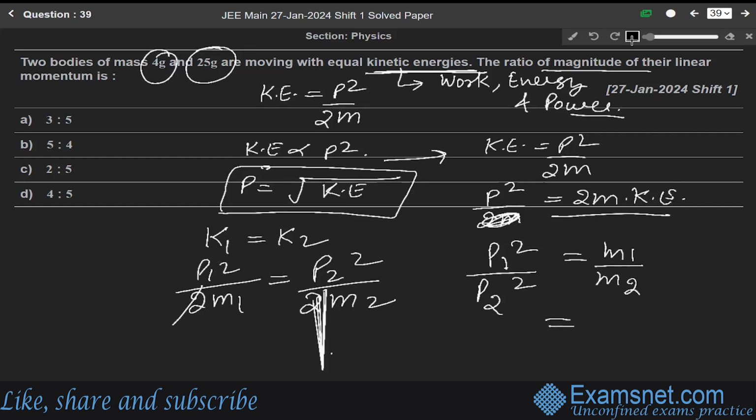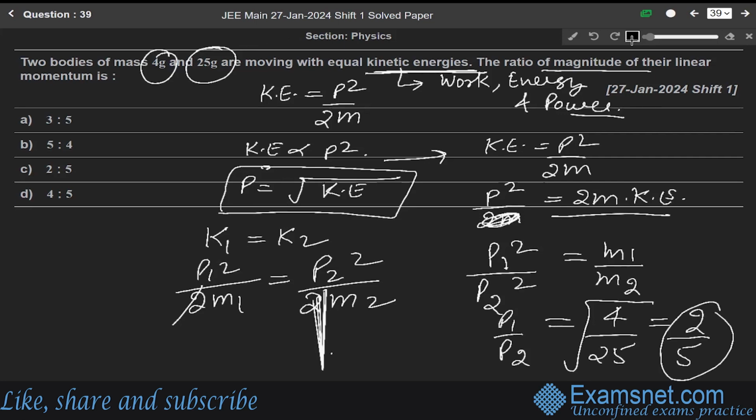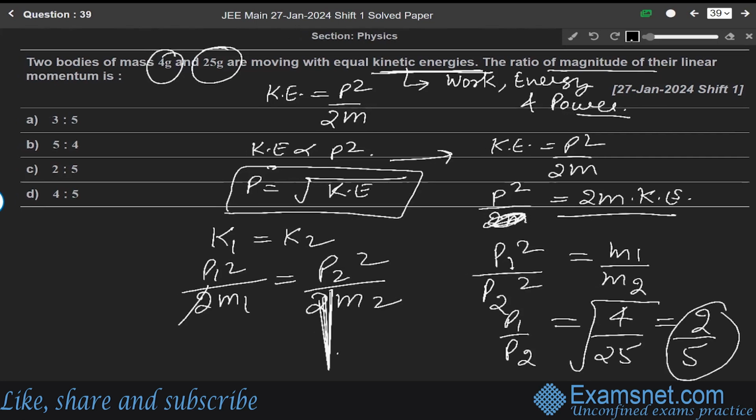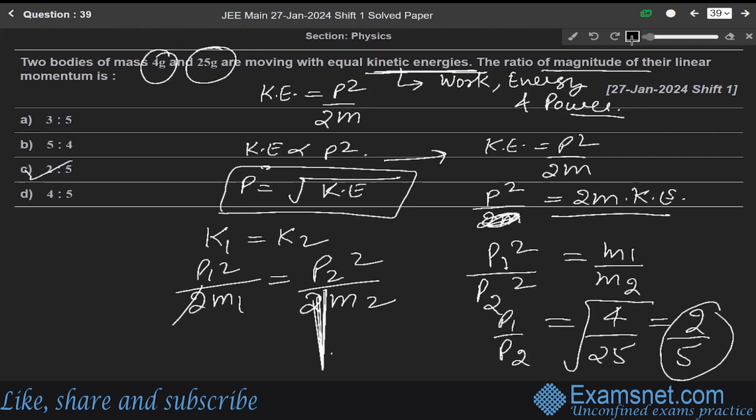M1 is 4 gram and M2 is 25 gram. So P1 over P2 equals the square root of 4 over 25, which equals 2 over 5. So the correct answer is 2 over 5. Option C is correct, 2 ratio 5.